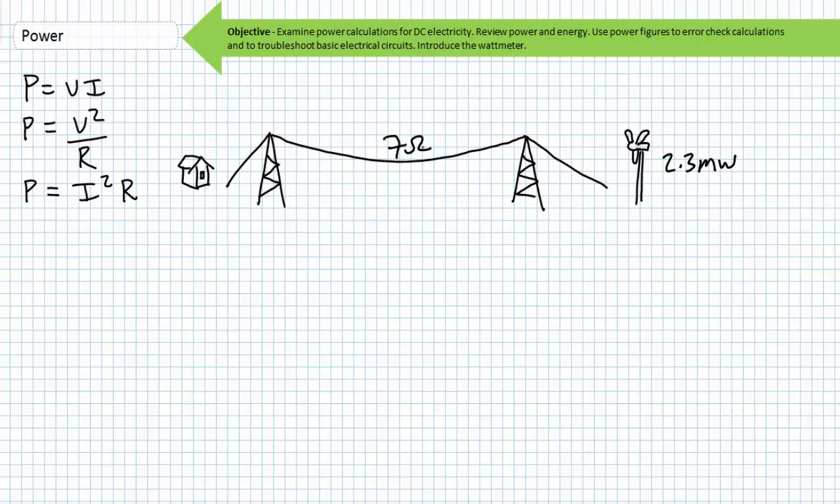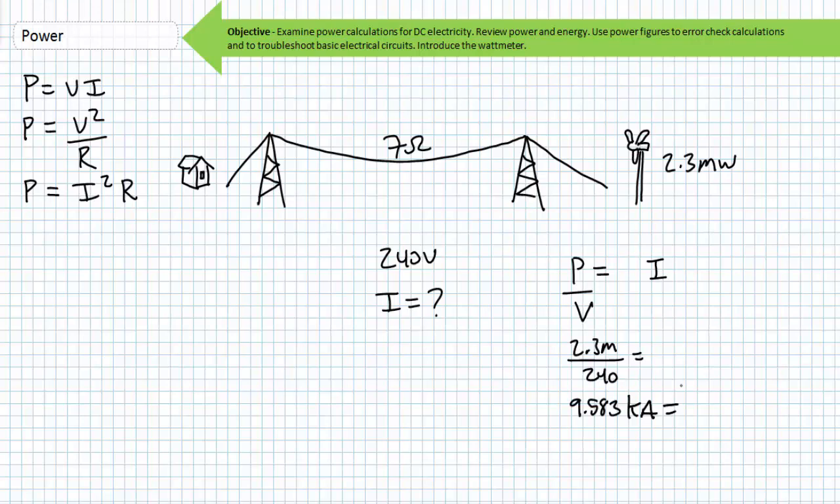If you tried to transmit all 2.3 megawatts of power using 240 volts, what's the current you need to accomplish this? Power is voltage times current. Current is equal to power divided by voltage. 2.3 megawatts divided by 240 volts yields the astronomically high value of 9.583 kiloamps, close to 9,600 amps. If power dissipation is related to current squared, you can already see where this is going.